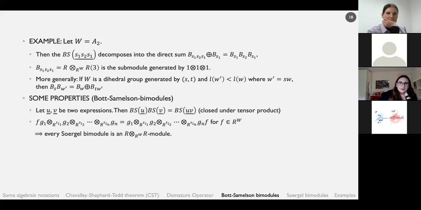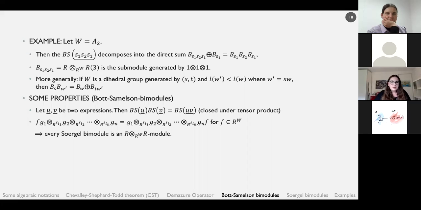Now let's talk about some properties of Bott-Samuelson bimodules. Let u and v be two expressions, and then we have that BS of u times BS of v is equal to BS of uv, where uv is the concatenation of u and v. This property means that, on the one hand, Bott-Samuelson bimodules are closed under tensor product.